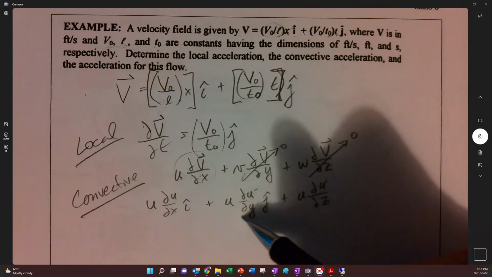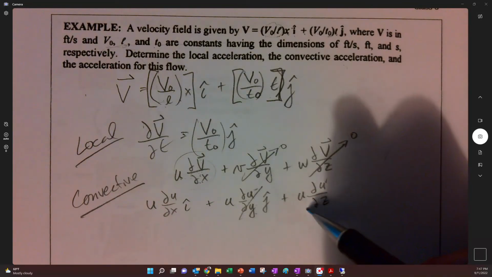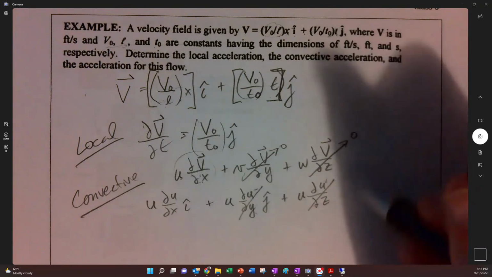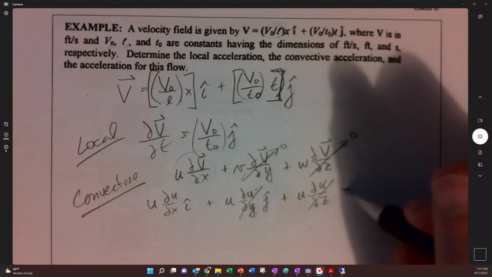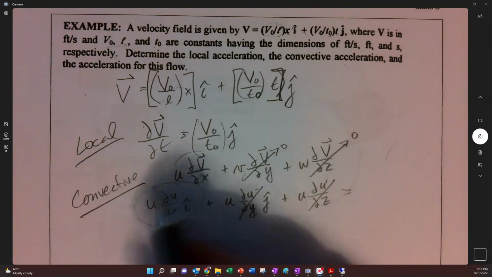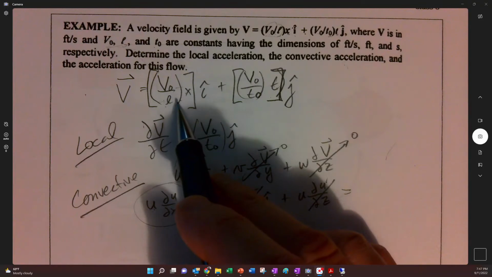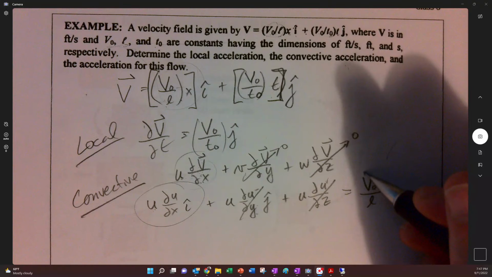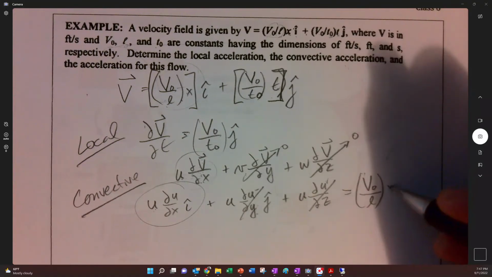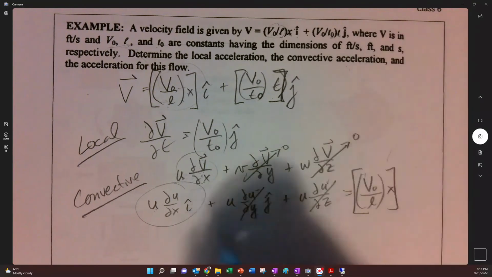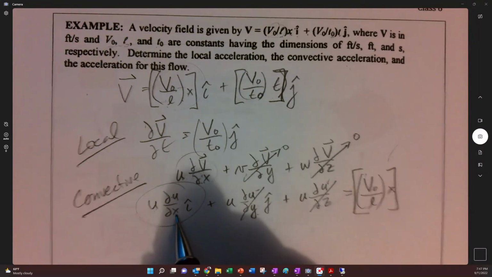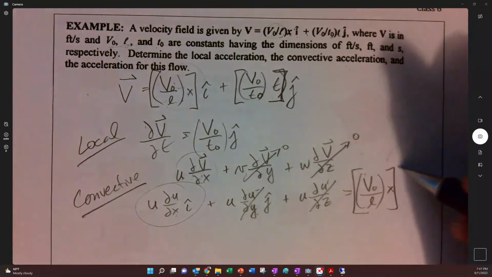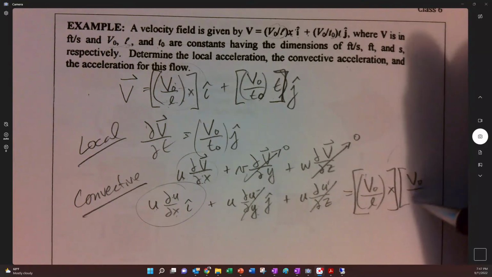Anyway, we know that this is not a function of y, and we don't have any functions of z inside this piece right here. So what we're left with, if we look at this, is u, which is this term right here, V0 L times x, I can bracket in there, times del u del x, right? Which we know is just going to be V0 over L. So right here, V0 over L.